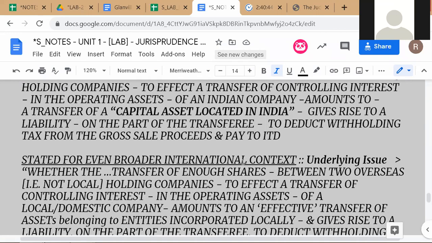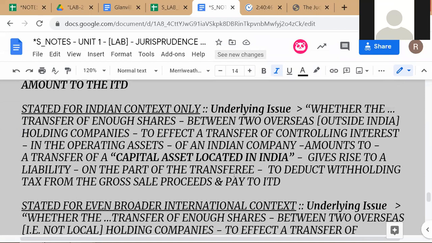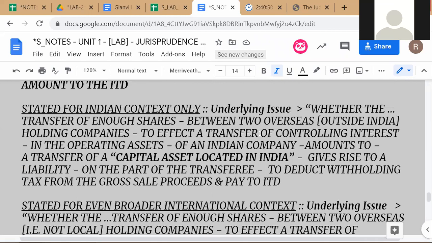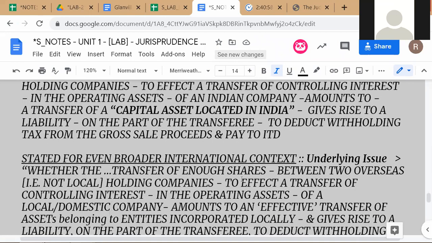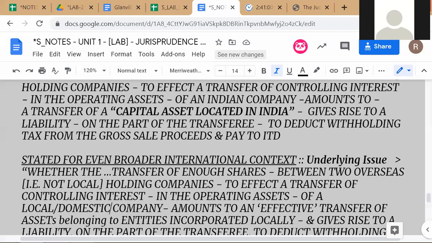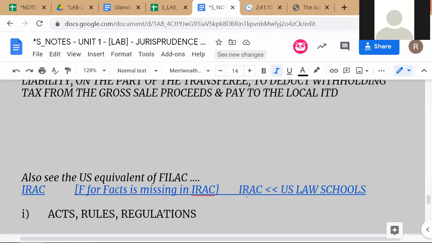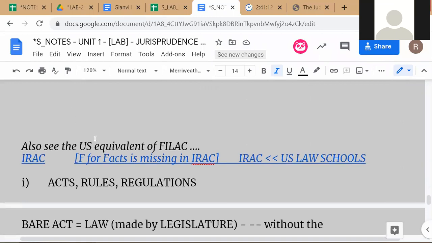Okay. Generally we will connect it only to an Indian level. We will not take it to the next level. So generally, when we talk about the underlying issue in the cases we discuss, we will talk about it from an India context. But it's still more general than the particular case. So India context or local context, a domestic context. Because many of your cases are going to be based in the UK, then we'll talk about a UK context. So there we have that.